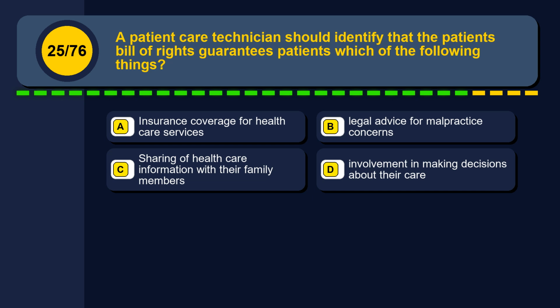Question 25. A patient care technician should identify that the patient's Bill of Rights guarantees patients which of the following things? Option A. Insurance coverage for healthcare services. Option B. Legal advice for malpractice concerns. Option C. Sharing of healthcare information with their family members. Option D. Involvement in making decisions about their care.